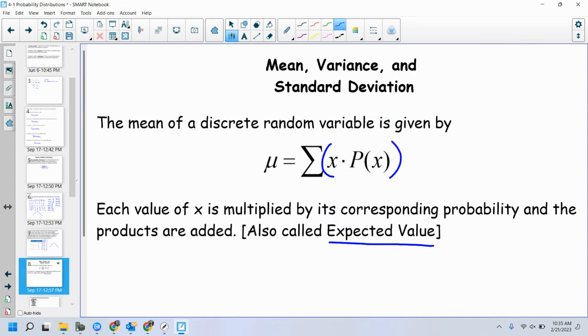How do I find that out? Well, I basically just find the mean, right? I find the sum of x times p of x. Now, that formula should look a little familiar. Isn't that the formula for the mean of a frequency table? Sum of x times f, right? Sum of the number times the frequency. That's the exact same thing. So it's finding the sum of that x times p of x.